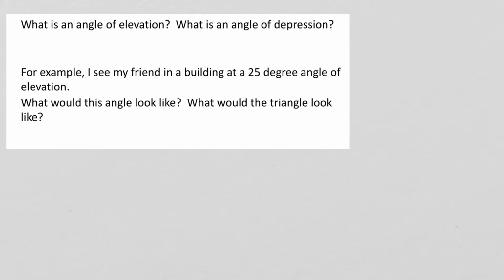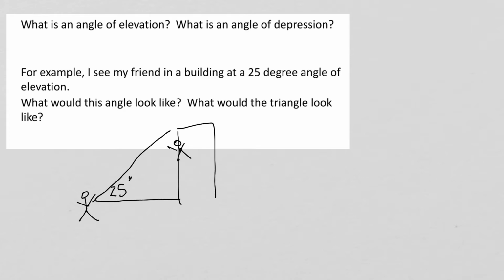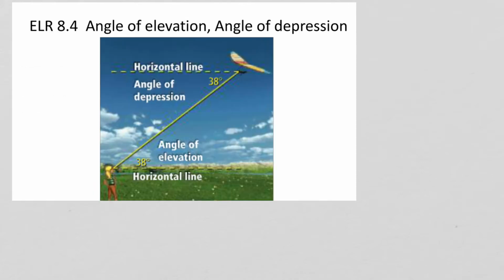For example, I see my friend in a building at a 25-degree angle of elevation. What would this look like? What would the triangle look like? So if here is the building, and you see your friend, let's say your friend is somewhere up here, and you're down here, at an angle of elevation of 25 degrees, the 25 degrees would go here with the ground. Here's your right triangle.